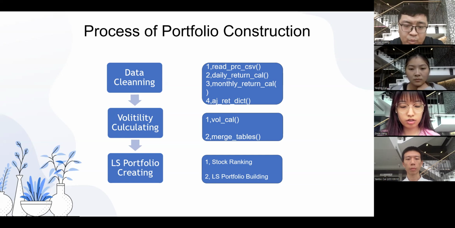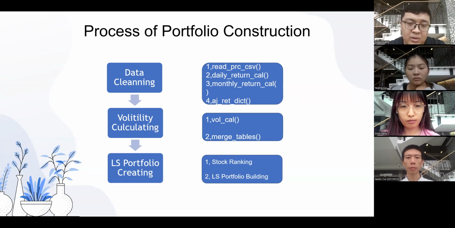In our code, we do this with the volatility calculation function. When we set the parameter column name to vol, it can calculate the volatility for each month using the daily closing price from our data. Then we combine this monthly volatility with the monthly return rate using the merge table function. This makes it easier for us to build a portfolio.